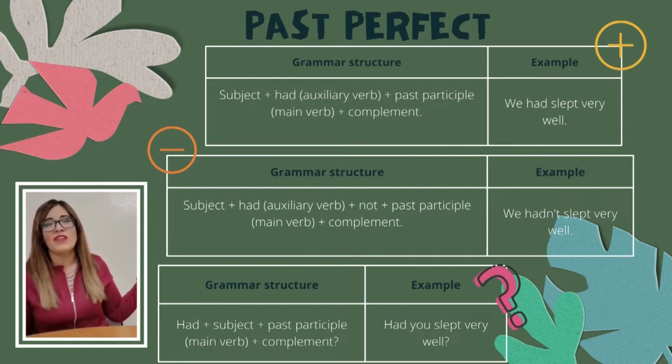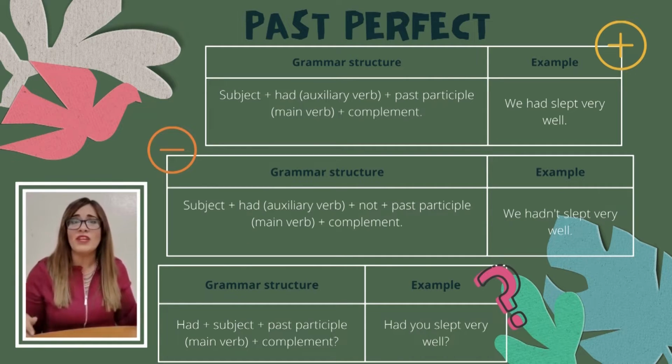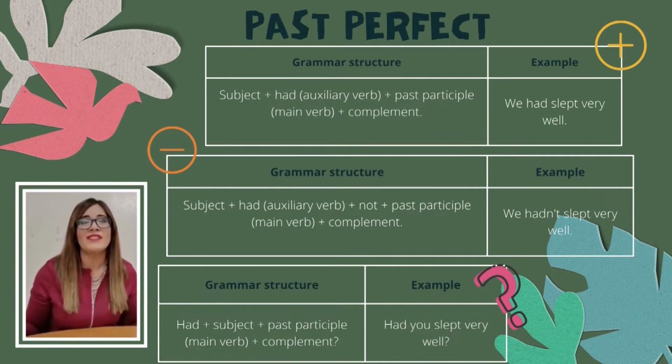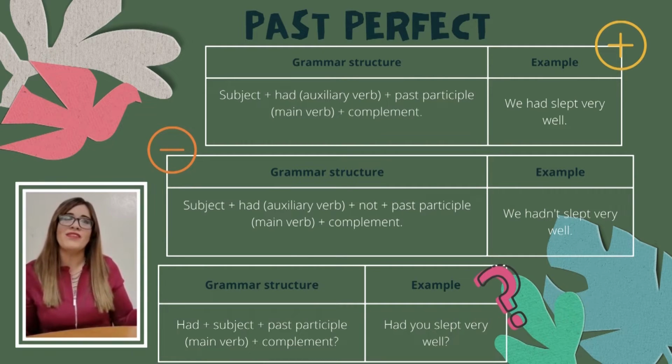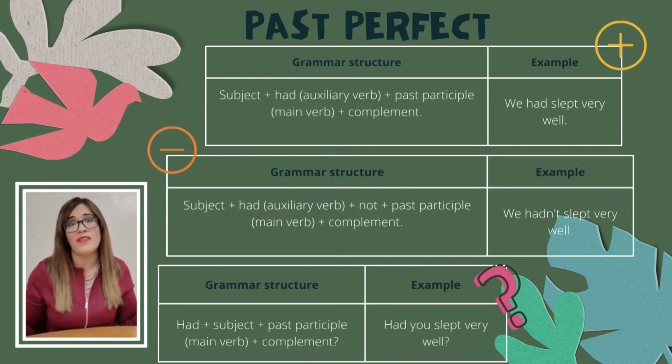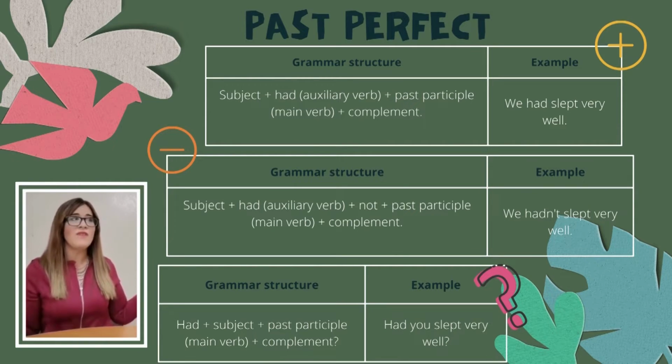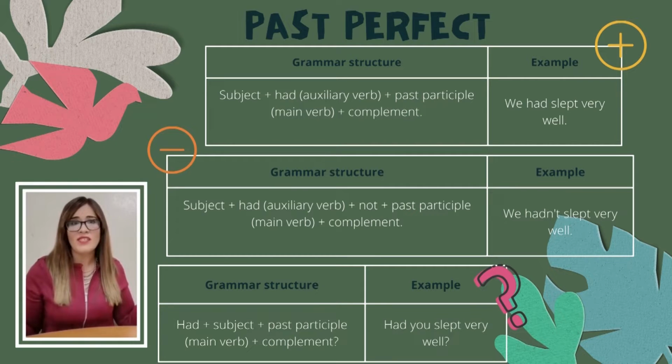We have the past perfect here, yes, so what is the use of it? We have an example here, and it says, we had slept very well. You can see that you have the subject. It is a positive form, by the way, yes, and you have a positive form with subject. You have the auxiliary form that is had. You also have the past participle, that is the main verb, and or complement.